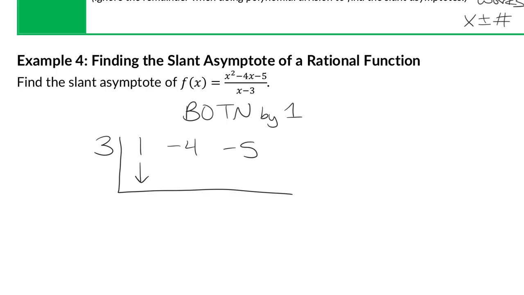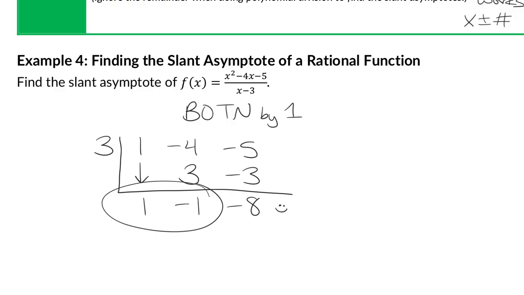Does this look familiar to us? We bring down, we multiply, we add, multiply on the diagonal, we add. It does not matter that there is a remainder. Last class we were sad when there is a remainder. Today, don't care. We're happy. It's okay today to put a happy face there, because the slant asymptote does not care about the remainder. Your slant asymptote only cares about these values.